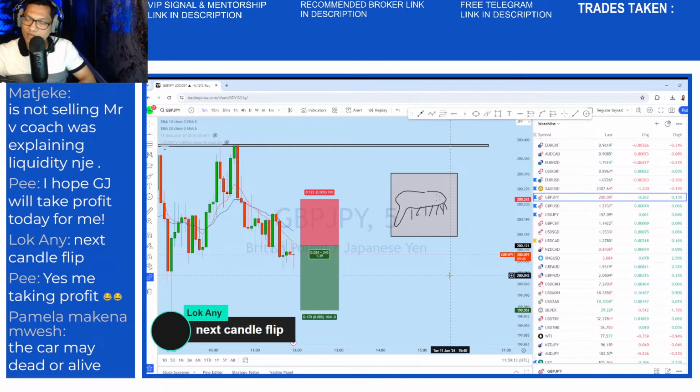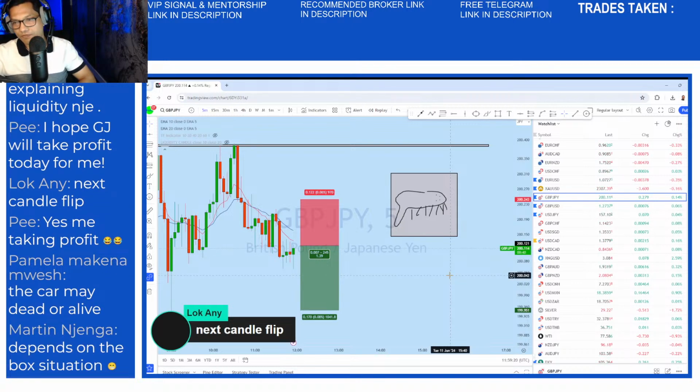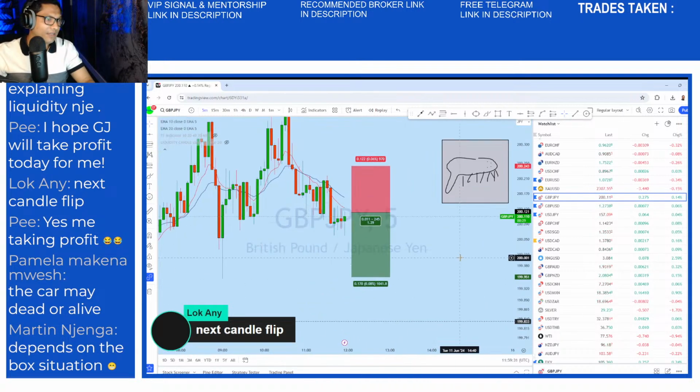But the fact is that according to Schrodinger, the cat is dead and alive at the same time. That is probability. Depends on the box situation. Yeah, that. So this is what probability is. Being right and wrong at the same time, being true and false at the same time, being dead and alive at the same time.